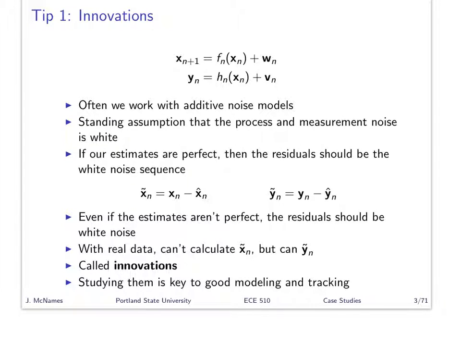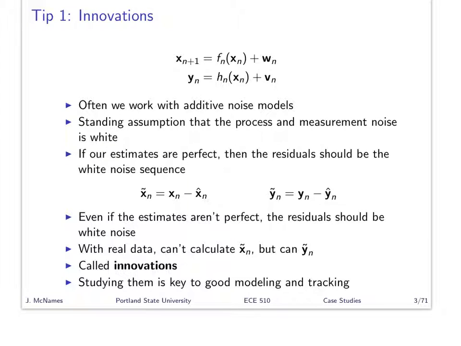We're often working with additive noise. The standing assumption is that it's white, although, as I've mentioned, and as you'll find in the book, there are ways of generalizing by relaxing that requirement that the noise is white. And if our estimates are perfect, if everything is going well, then the residuals will be a white noise sequence. It's true for the state error, as well as what I've been calling the innovations, the difference between y_n and our predicted value of the measurements. You can calculate that from all the different state space trackers that we've been working with.